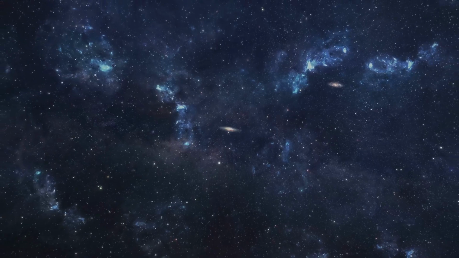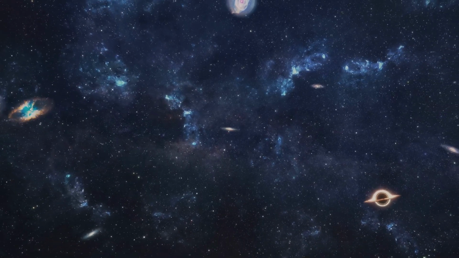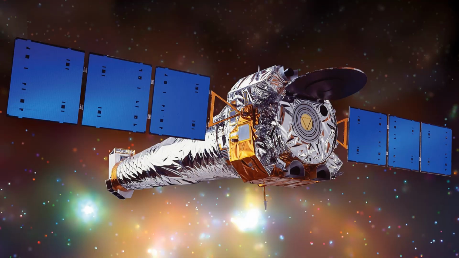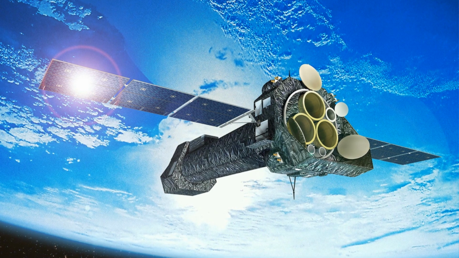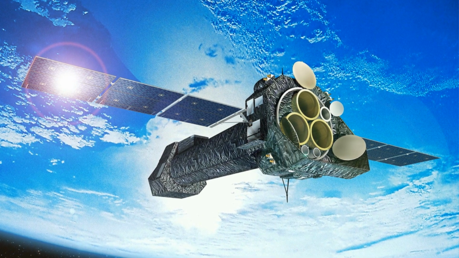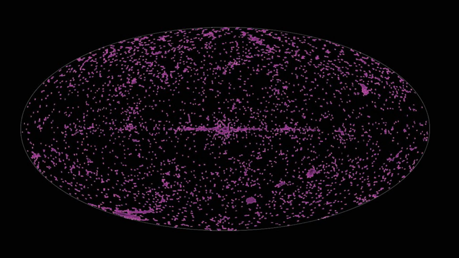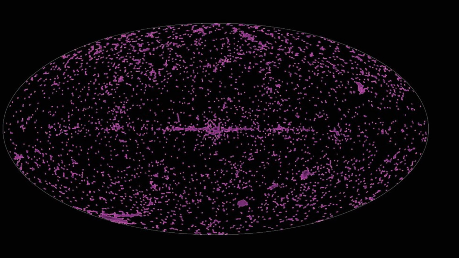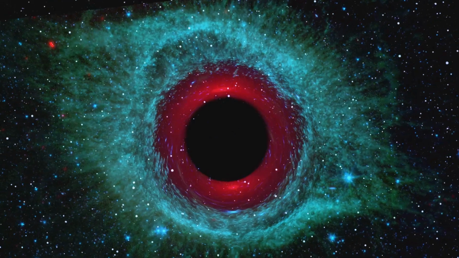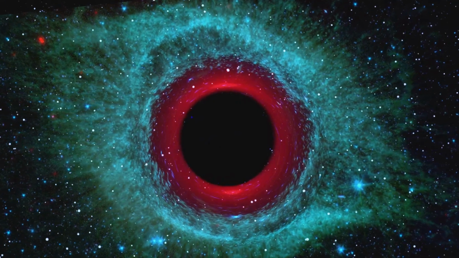But that wasn't enough. To truly understand what's there, astronomers turned to X-ray telescopes like NASA's Chandra X-ray Observatory and ESA's XMM-Newton. These powerful instruments revealed massive clusters of galaxies packed with hot gas, glowing in X-rays, suggesting the presence of something even bigger lurking in the background.